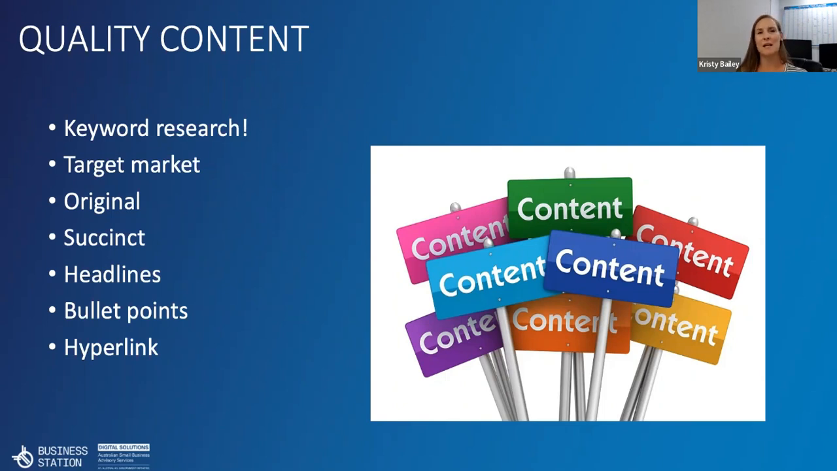And the last thing I'll say about your content is make sure you proofread. Spelling errors not only really impact professionalism, but it can be detrimental from an SEO perspective as well.